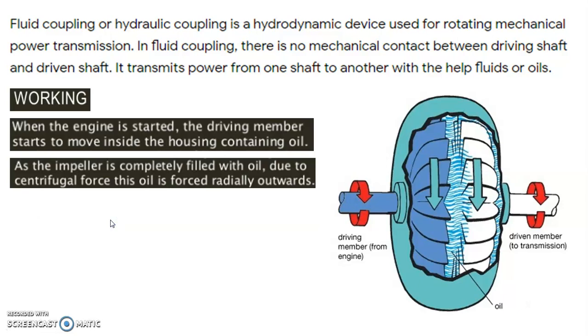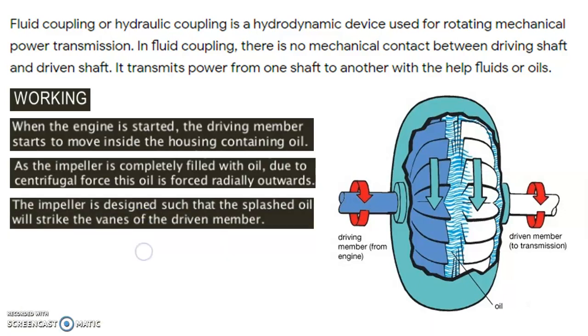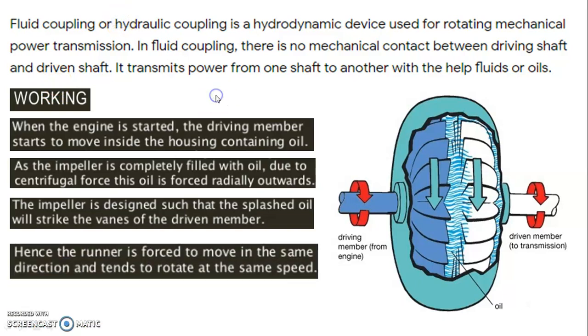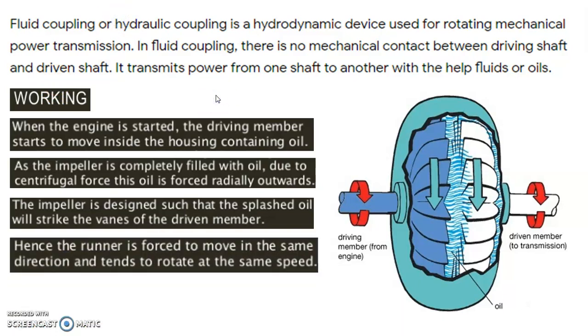As the impeller is completely filled with oil, due to centrifugal force, this oil is forced radially outward. The impeller is designed such that the splashed oil will strike the vanes of the driven member. So this way, this is nothing but happening inside this. Hence, the runner is forced to move in the same direction and tends to rotate at the same speed.